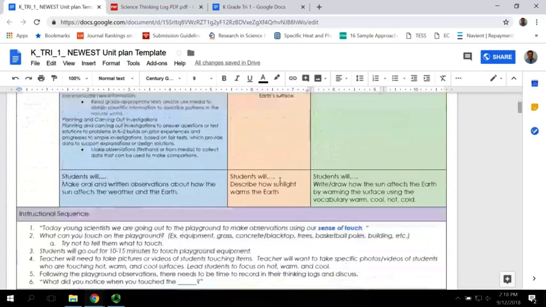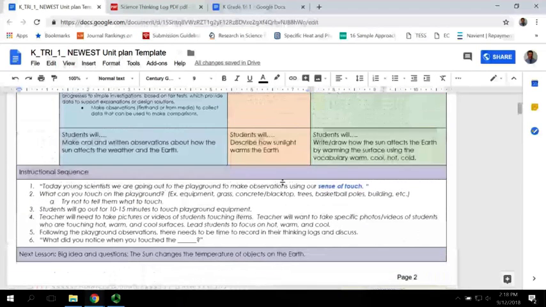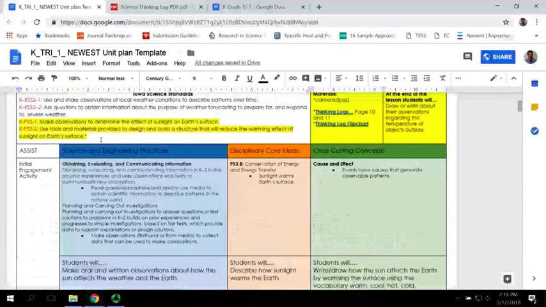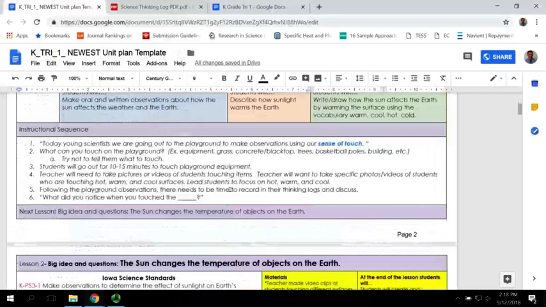So what is going to happen in this one? It's fairly simple. It's going to be more directly related to these two highlighted standards, and this is about the effect of sunlight on Earth's surface, and how sunlight makes the surface warm and makes objects warm that are in the sunlight, and if they're not in the sunlight, it'll be cool. Okay, so a pretty basic concept.